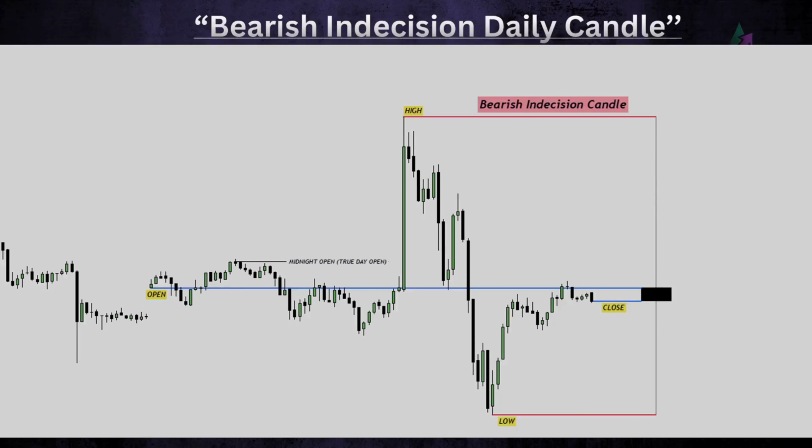Okay, so now we have a bearish indecision daily candle. Now, this kind of day doesn't really go anywhere. Price moves up, price moves down, but no side really takes control. And by the end of the day, price finishes close to where it started. There's no strong follow through, just back and forth movement. And that balance is what makes this an indecision day.